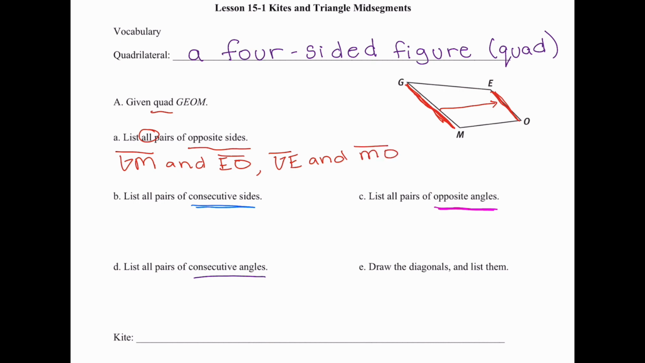Now let's talk about consecutive sides. Consecutive sides are two sides that share a corner. So for example, if I took the side MO, one of its consecutive sides would be GM because they share the corner M. So I would say GM and MO is one pair of consecutive sides. We also have GE and EO.